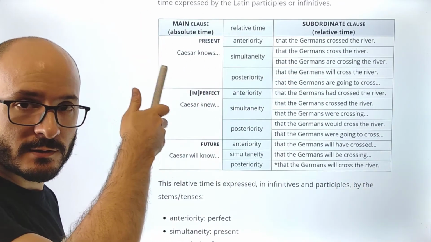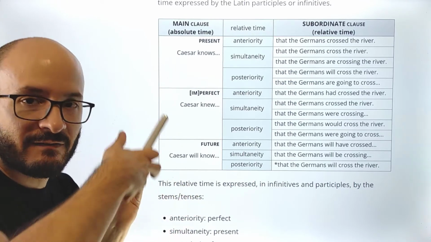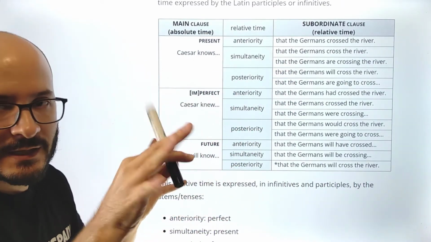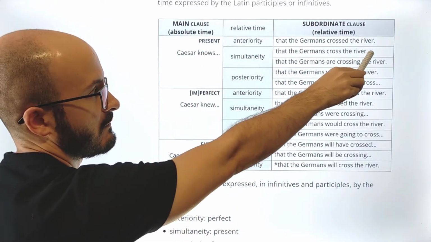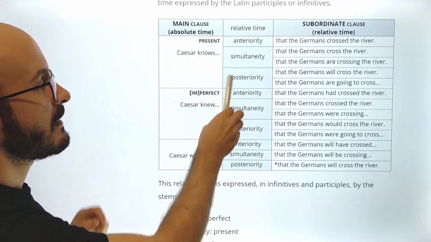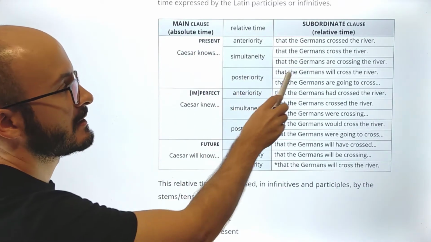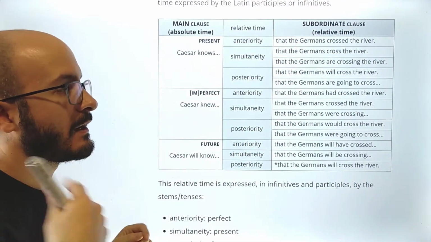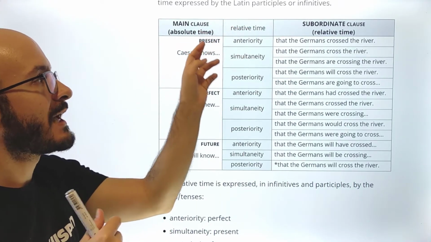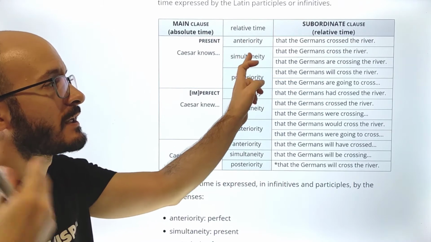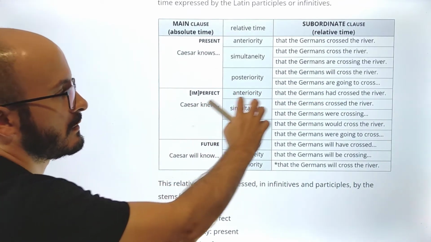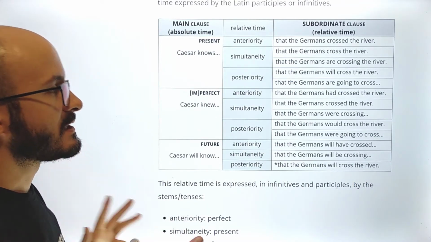First, the Germans crossed the river, and then obviously Caesar knows that they have done that. Then, Caesar knows that the Germans cross the river, or that the Germans are crossing the river. This happens at the same time, or more or less the same time. So both things are at the same time. And then posteriority. Caesar knows now that the Germans will cross the river, or that the Germans are going to cross the river, etc. So this is quite simple, because when the absolute time is the present, anteriority pretty much is past, simultaneity pretty much is present, and posteriority pretty much is future. So it's quite intuitive. Now, this is a bit more complex, but we will understand it quite easily. Imperfect.